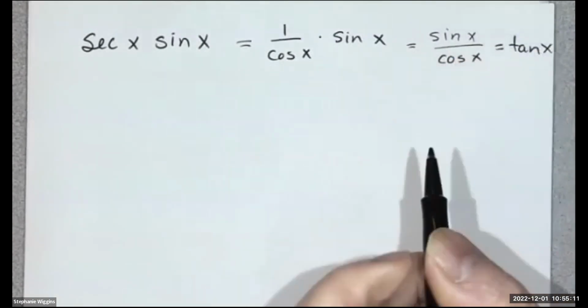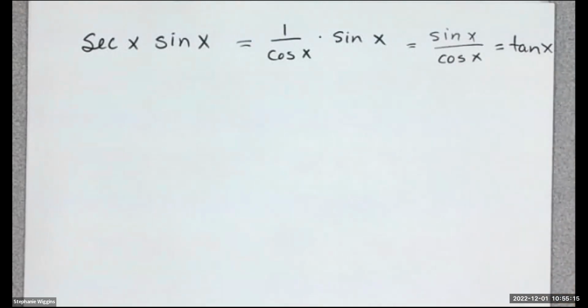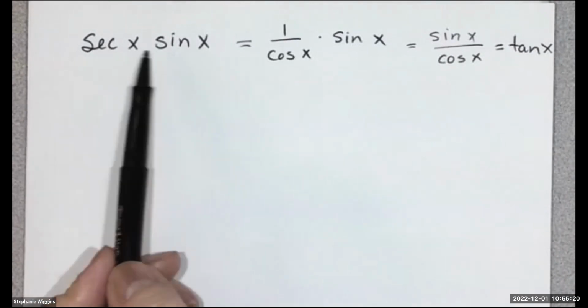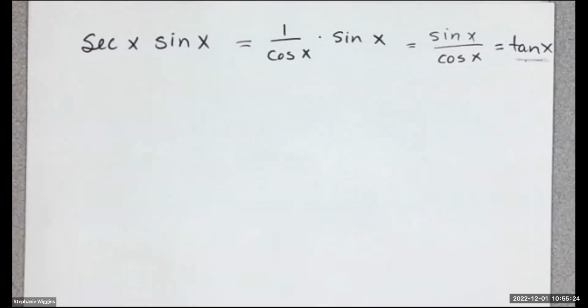Then I notice, oh, sine x over cosine x, that is tangent. So that's a quotient identity. You look at your formula sheet and you see, oh, sine x over cosine x is tangent x. So you're taking an expression that's a product of 2 trig functions and you're simplifying it down to 1 trig function. That's how you do those. Let's look at another example.